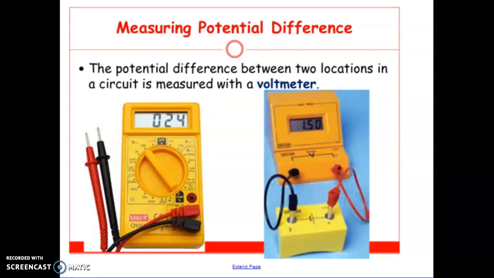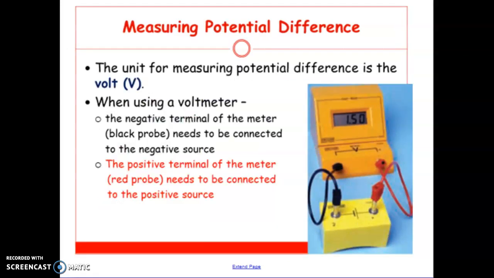Okay, so to use a voltmeter, how we would connect this is essentially you would touch the black probe at the negative terminal and the positive terminal with the red probe. And of course, the unit that we're dealing with when we're dealing with potential difference is voltage.